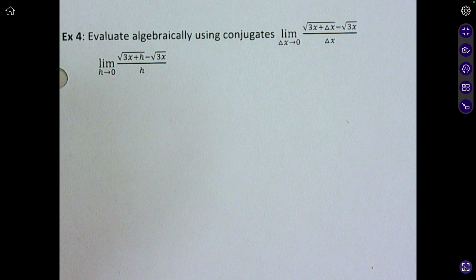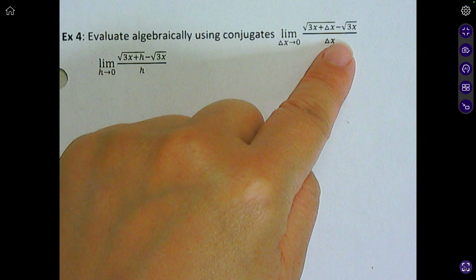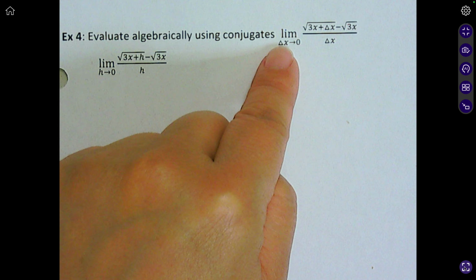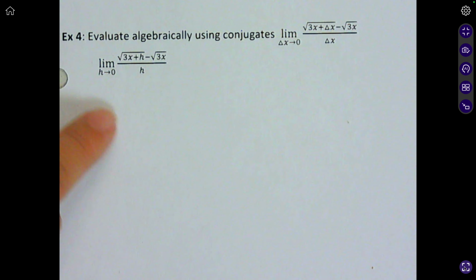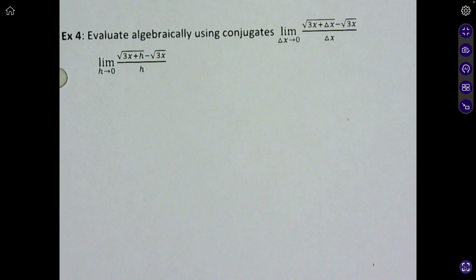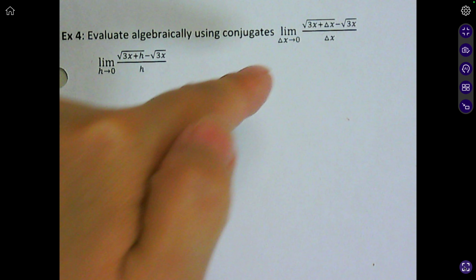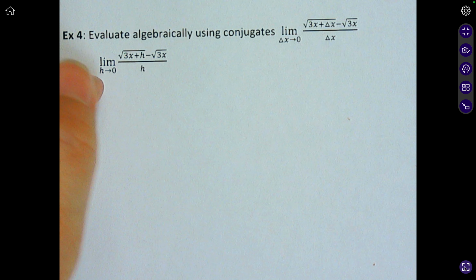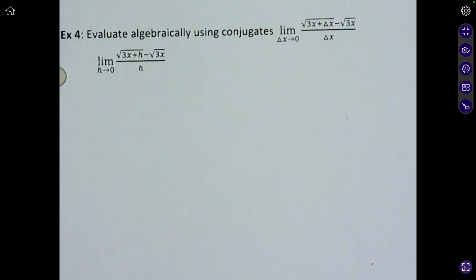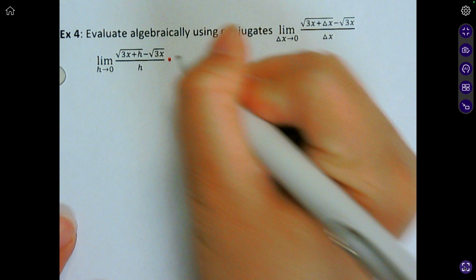Is that okay? For convenience, instead of writing delta x, I just change that to h. Is that okay? Because I don't want to keep writing the triangle and x. So I can pick another variable and just put it in there. Just know that delta x, I just rewrite that as h. So now what I want to do is multiply by the conjugate.